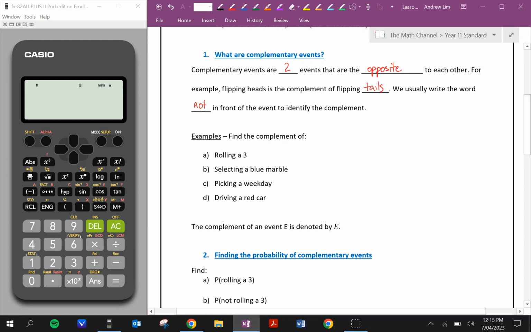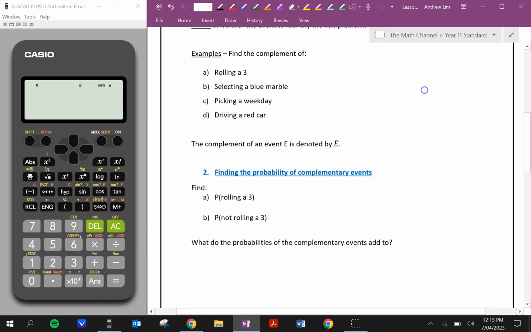For example, we know that the complement of rolling 3 could be rolling a 1, 2, 4, 5, or 6, but rather than saying that, we can just say that the complement is not rolling a 3. So not rolling a 3. And that makes it nice and easy. If we just write the word not in front of it, that takes care of all the other possible outcomes.